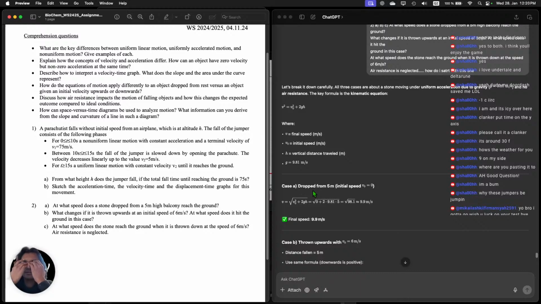x is 5, u0 is 0. t, you don't know t. Half g t squared. Again, we don't know t. Ut plus, we give the 2 to the other side. 5 times 2 is 10, 10 divided by 10 is 1. t squared is 1, so t equals 1. 1 second?